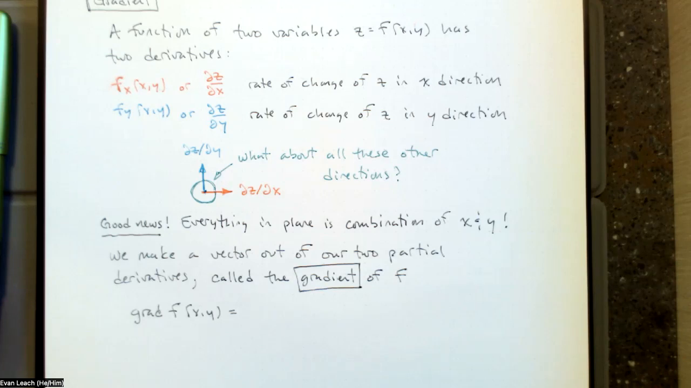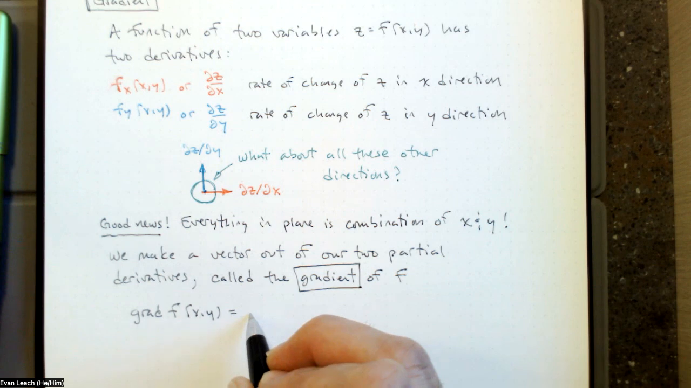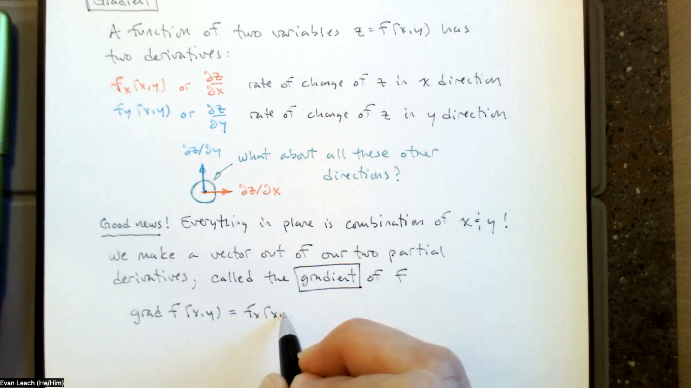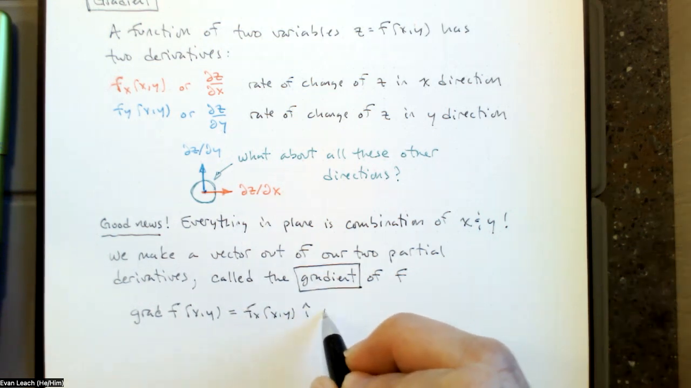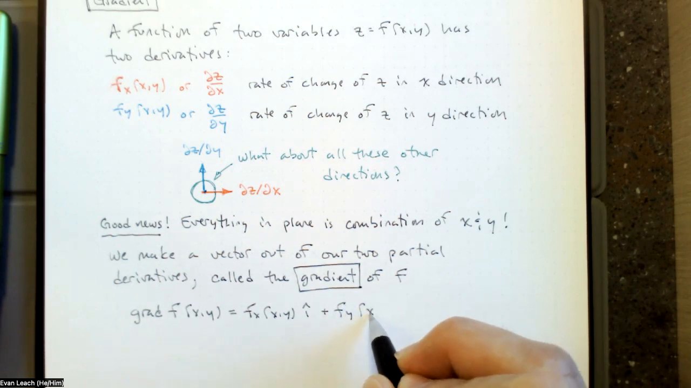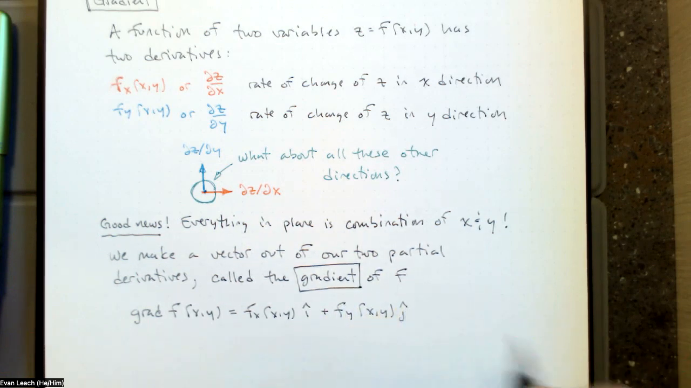If I was going to force you to take the two partial derivatives and build a vector out of it, the gradient is exactly the vector you would just decide to build. We're going to take the partial derivative with respect to x and put that in the x direction, multiply by i. Then we're going to take the partial derivative with respect to y and stick that in the y direction, multiply it by j. So it'll just be f_x at x y i plus f_y at x y j.